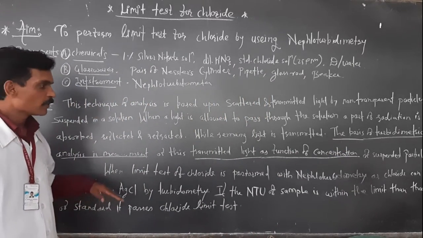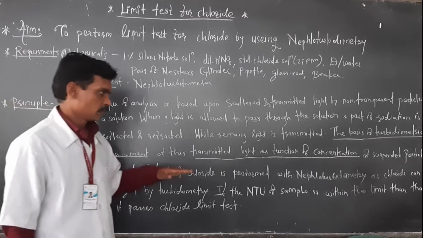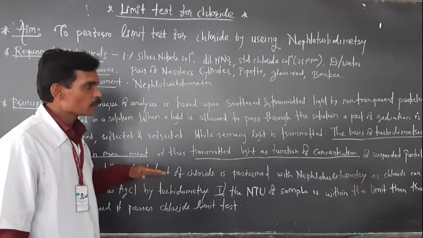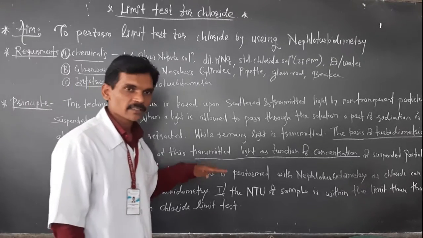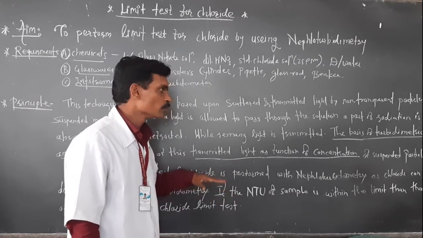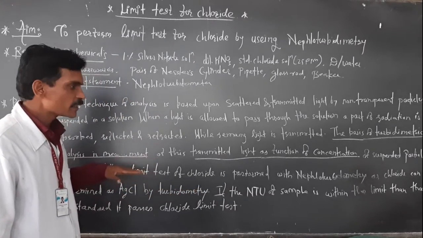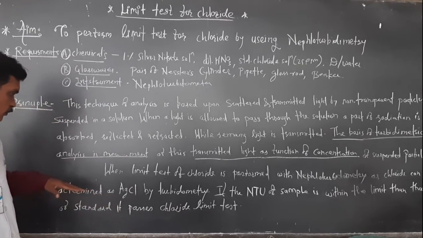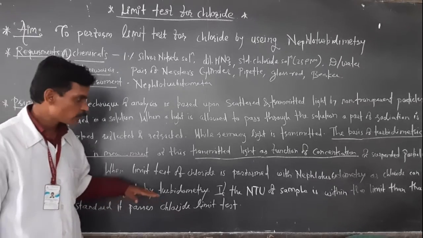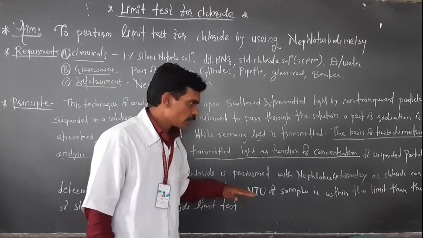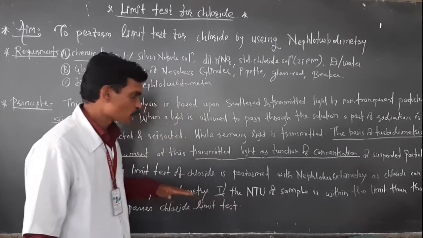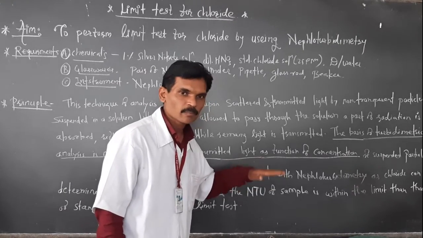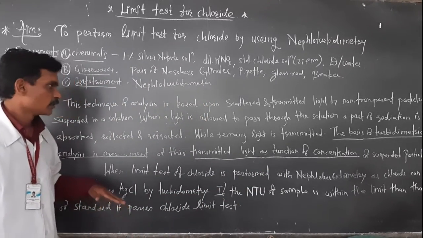So when we perform the limit test for chloride by using Nephelo turbidometry, the silver chloride particles are the suspended particles present in the solutions. We have to find out the concentration of silver chloride that is present in the solution. Here we will determine the silver chloride by turbidometry, as whatever silver chloride is present in the solution can be recorded as a concentration of suspended particles against transmitted light.